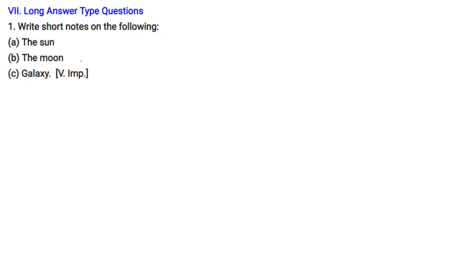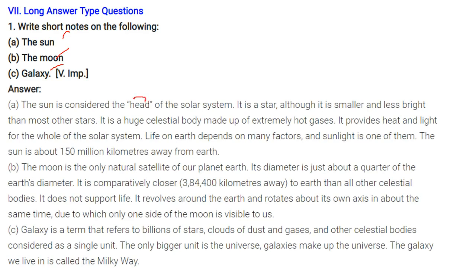Write short notes on the sun, the moon and galaxy. So the sun is considered the head of the solar system. It is basically a star. Although it is smaller and less bright than most of the stars, it is a huge celestial body made up of extremely hot gases, and it provides the heat and light for the whole of the solar system. Life on Earth depends on many factors, and sunlight is one of them. The sun is about 150 million kilometers away from Earth, so it takes 8 minutes for the sunlight to come.